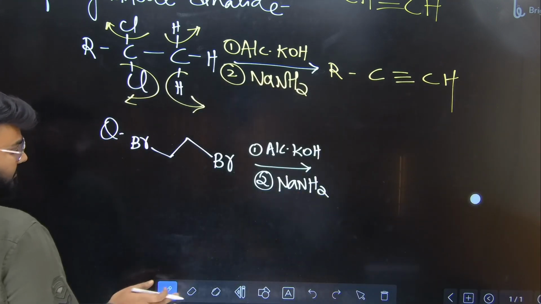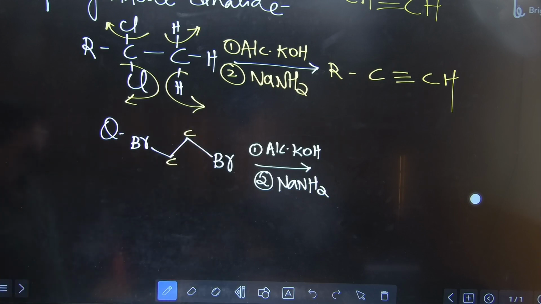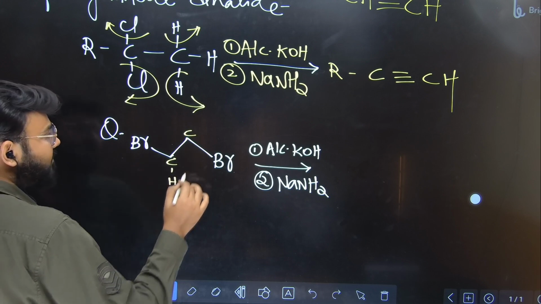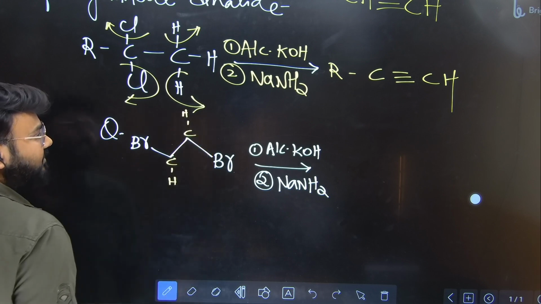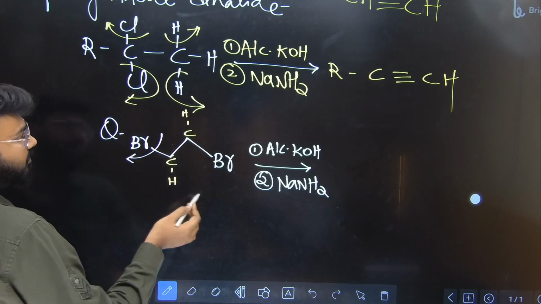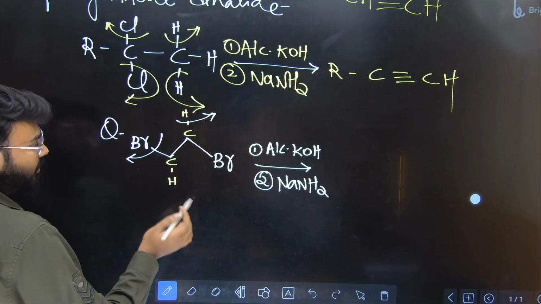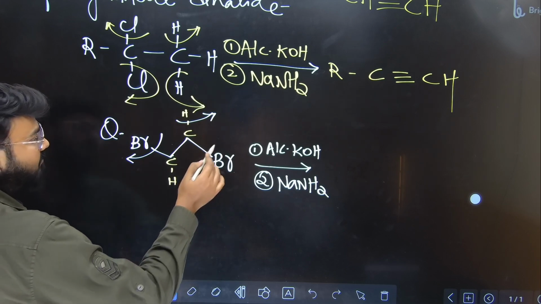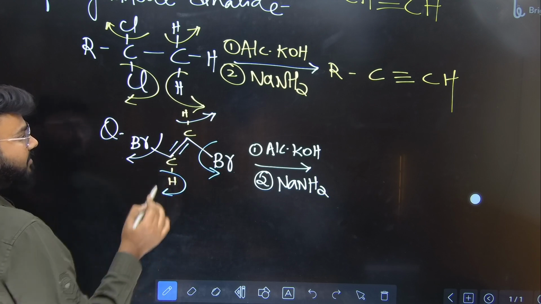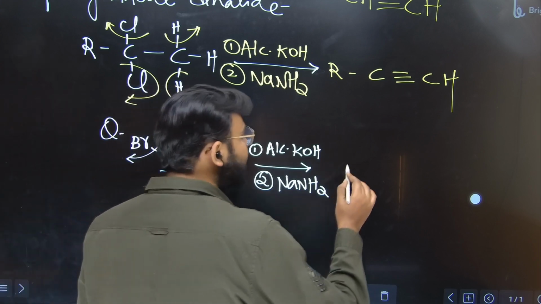See, there are two carbons, correct? So this carbon has a bromine, it means it must have a hydrogen, right? So in the first case, you will remove the bromine from here and hydrogen from here. In the second case, you will remove the bromine from here and hydrogen from here. So what will happen? They will have a triple bond. There is nothing in this question. So the answer is this.